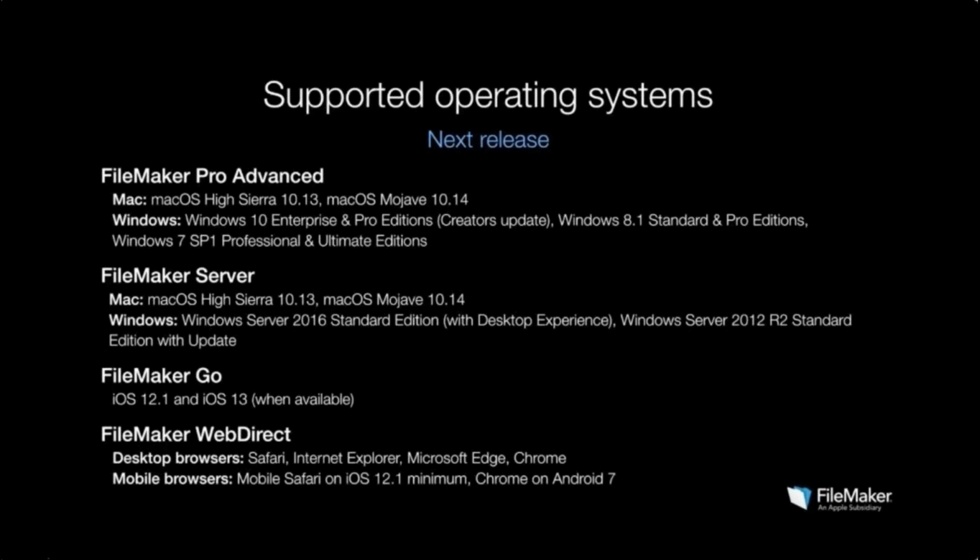For FileMaker Go, we'll support iOS 12.1 and iOS 13 when it becomes available. And then finally, for FileMaker WebDirect, for desktop browsers, we support Safari, Internet Explorer, Microsoft Edge, and Chrome. And for mobile browsers, we support Mobile Safari on iOS 12.1 as a minimum and Chrome on Android 7.